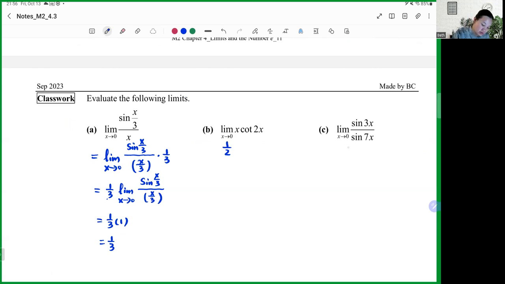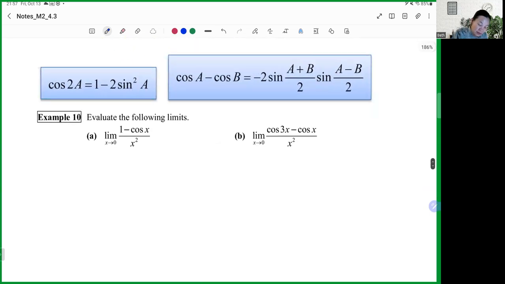The last question, the answer is 3/7. Again, these answers can all be checked by a substitution with a very small angle. Remember, it's an angle. You need to input x equals 0.1 degree, maybe. Oh, sorry. You need to substitute x equal 0.1 radian. But the rest of the questions are similar.